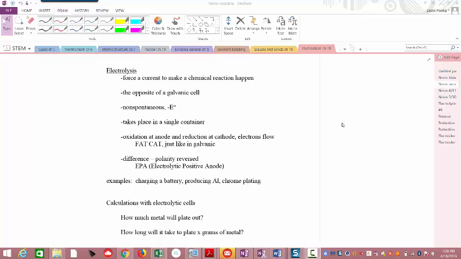Okay, back at the very beginning, I said we had two types of cells, galvanic and electrolytic. Electrolytic is electrolysis. It's the opposite of galvanic. Galvanic is a battery.